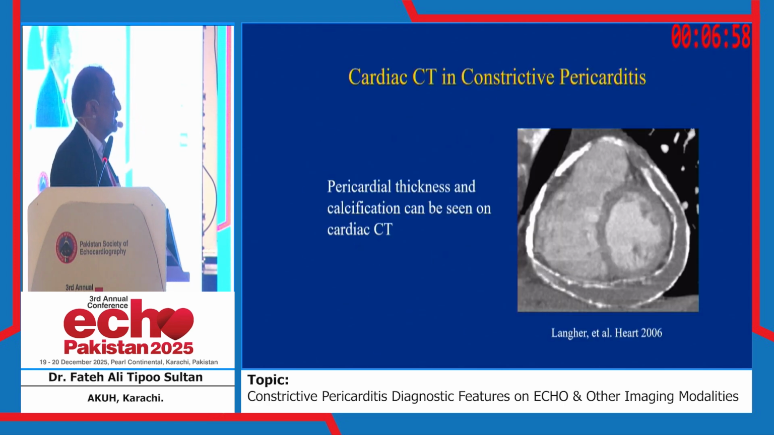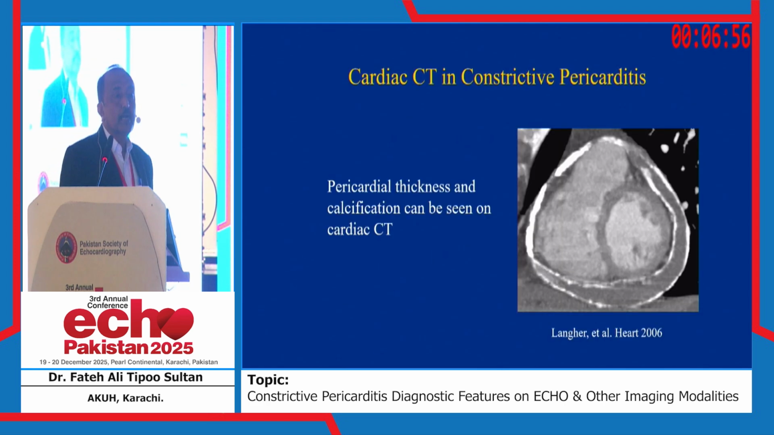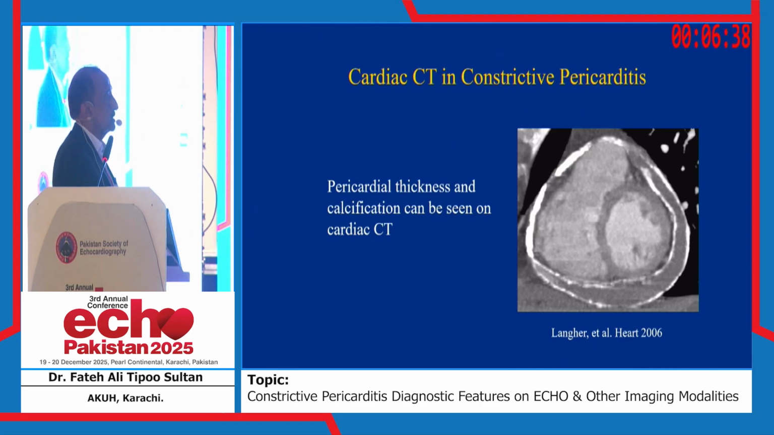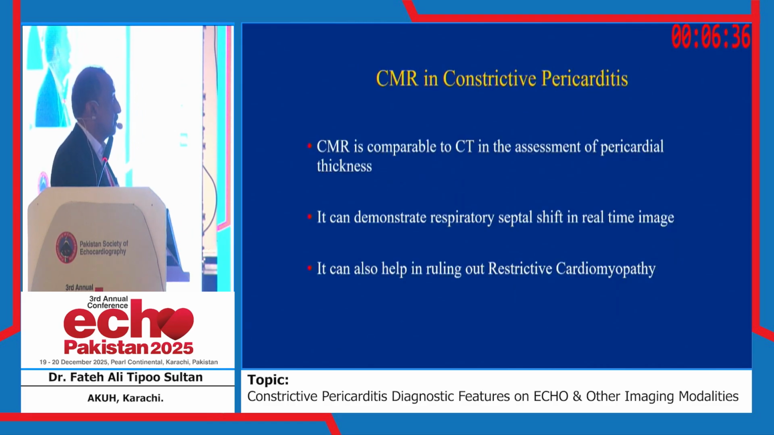So this is cardiac CT, and cardiac CT में आप, the best thing on cardiac CT is the thickening of the pericardium and the calcification of the pericardium. You can pick up very easily, and you can see other features also, that is biatrial enlargement and things like that. But the pericardial thickness and pericardial calcification आप बहुत अच्छी तरह से देख सकते हैं. Then come to the CMR.